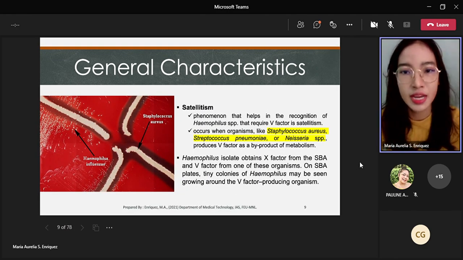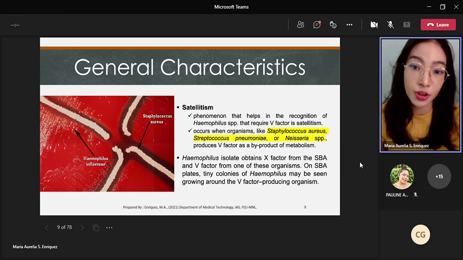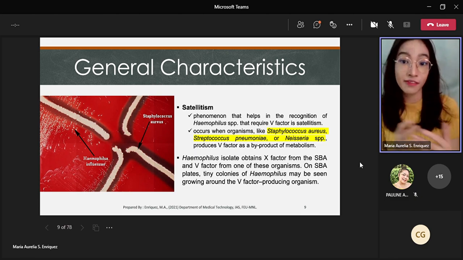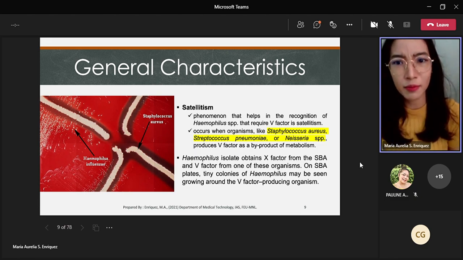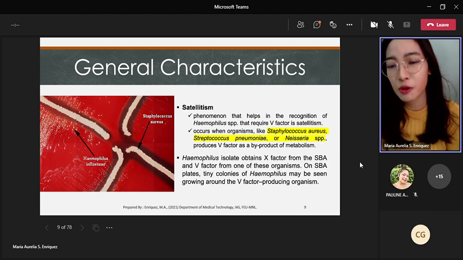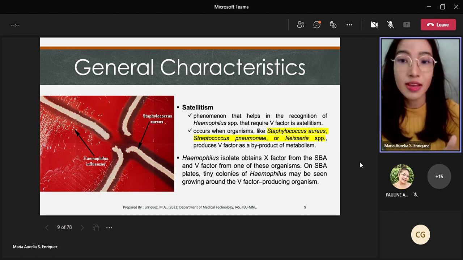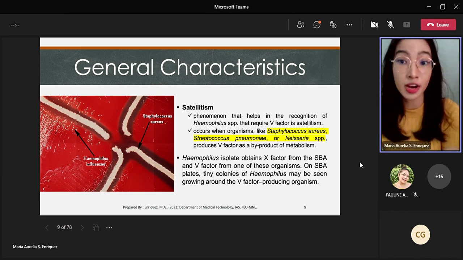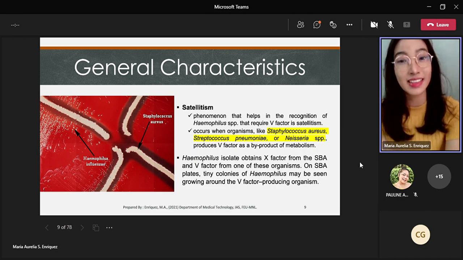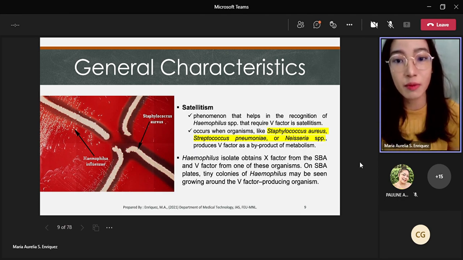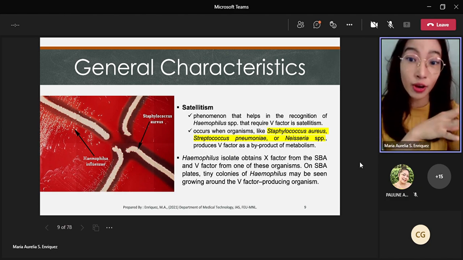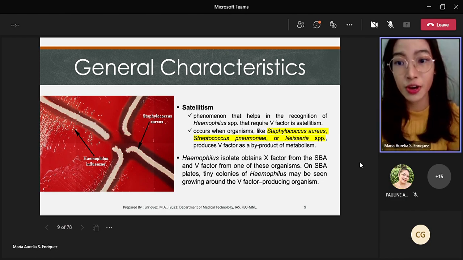Now, in the laboratory, na-discover po nila yung phenomenon of satellitism. So for organisms that need both the X and V factor, ma-observe pa rin naman po natin yung growth nila on blood agar plates. Paano? So we may be able to observe what is known as satellitism. As previously mentioned, X factor requiring Haemophilus cannot grow on SBA, at least not by themselves. So for example, Haemophilus influenzae is streaked right next to a beta hemolytic organism such as Staphylococcus aureus.